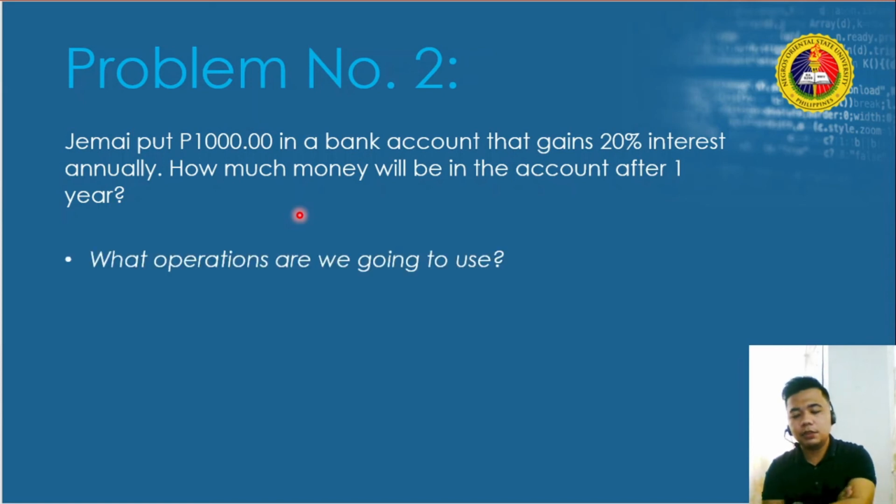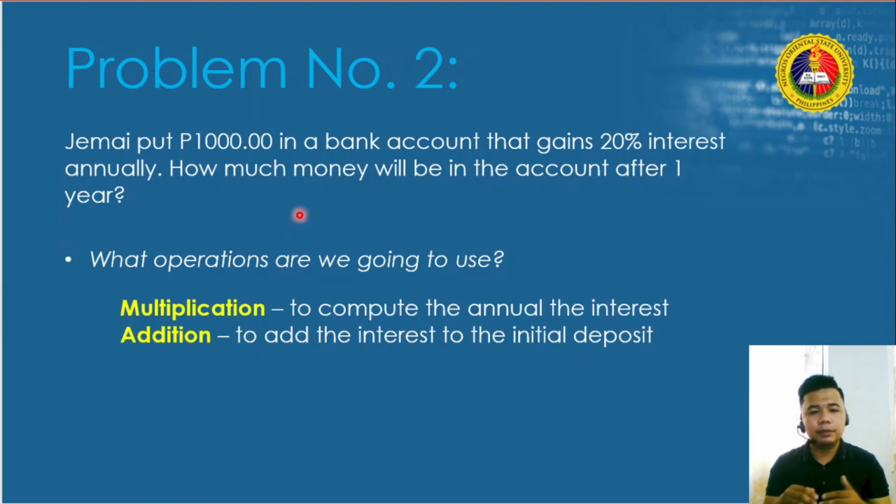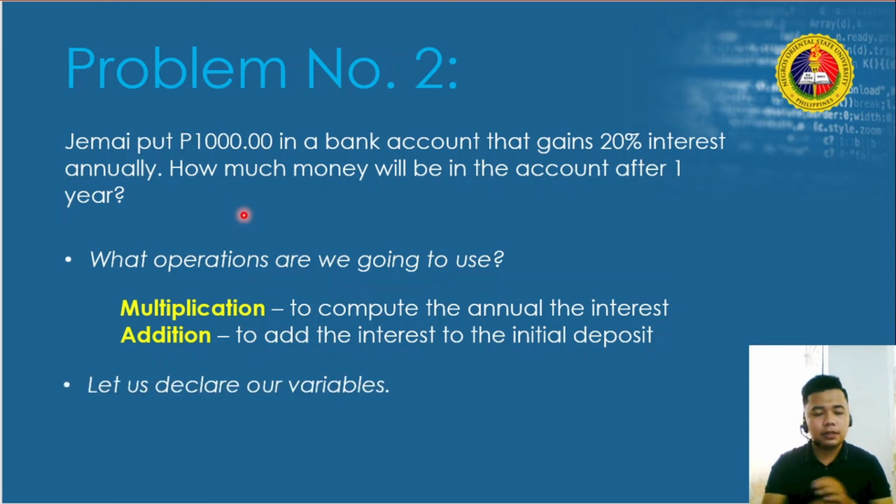Okay, so first we're going to determine what operations we are going to use. So first, what would be the 20% interest of 1,000? So we'll be using multiplication. And then, of course, once we already get the actual amount of the interest, we're going to add it to the original deposit money. Whatever the 20% of 1,000 is, we're going to add it back to 1,000 for us to get the amount of money after 1 year. So let's declare our variables.